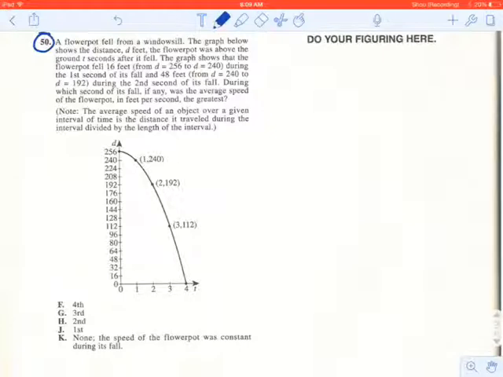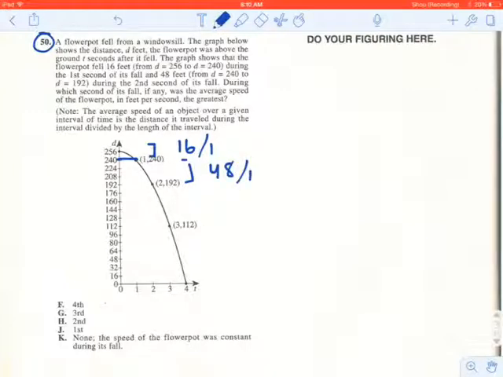And it gives you a note that the average speed over an interval of time is the distance traveled divided by the length of that interval. So if we look at this first one, we see that it fell from here to here. It fell 16 feet in 1 second. Here it went from 240 to 192, so it fell 48 feet in 1 second.